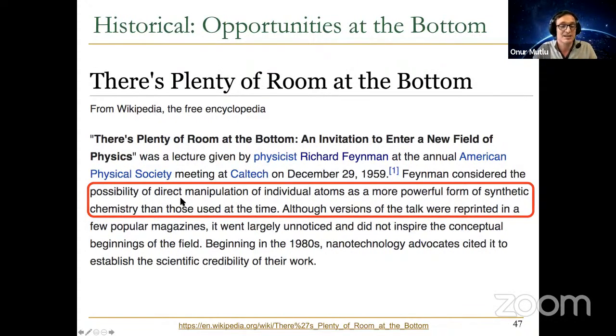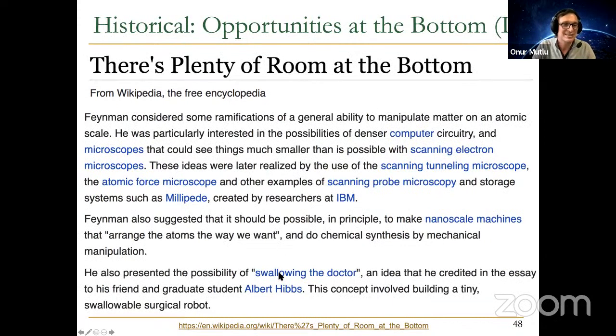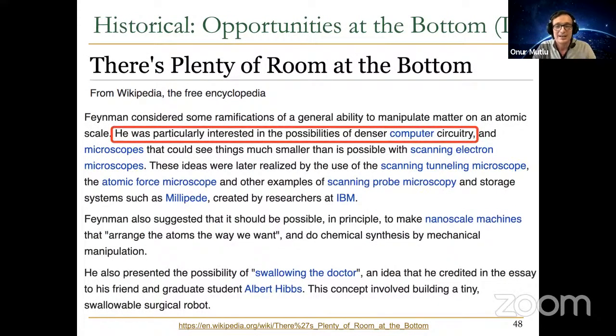He actually mentioned, for example, direct manipulation of individual atoms using devices so that you can have synthetic chemistry that's much more powerful. And then later, actually, this talk was relatively unnoticed, let's say. You can see the Wikipedia over here. Nanotechnology advocates, who are actually quite successful today because nanotechnology is everywhere today in design, basically used this talk to establish the scientific credibility of their work. But other things that Feynman imagined in this talk was basically denser computer circuitry. Clearly, this is 1959, right? This is actually before Gordon Moore mentioned his law. That was 1965, as we will discuss in the later lectures.